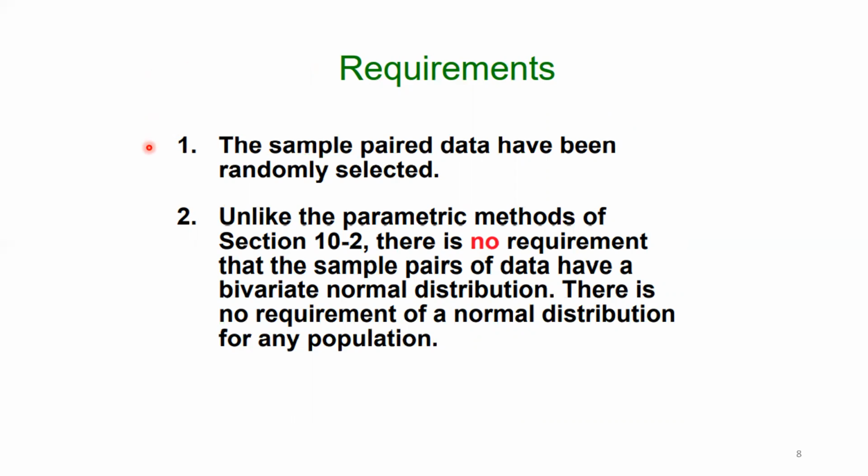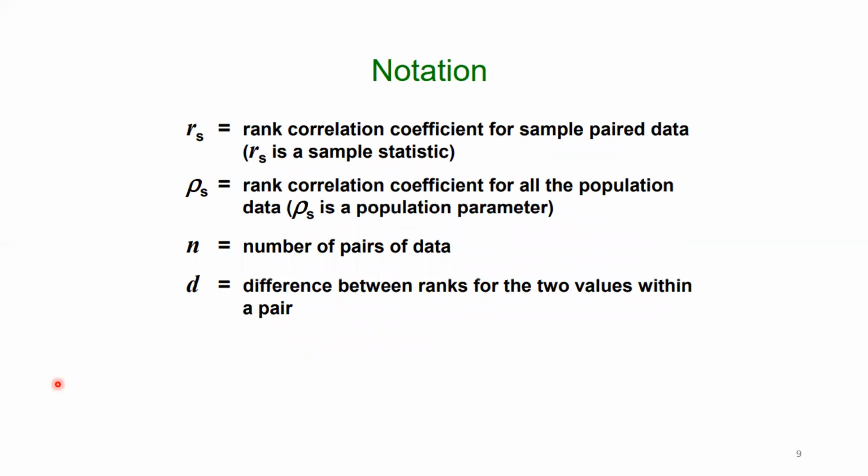The sample pairs of data have been randomly selected, unlike the parametric methods of previous sections. There is no requirement that the sample pairs of data have a bivariate normal distribution. There is no requirement of a normal distribution for any population, because in parametric methods we consider randomness and most probably the normal distribution, but here we can use a distribution-free method. So it's not a must to consider the normal distribution here.